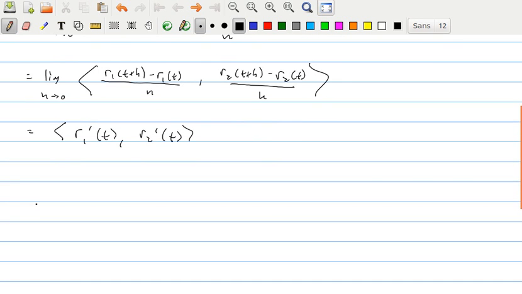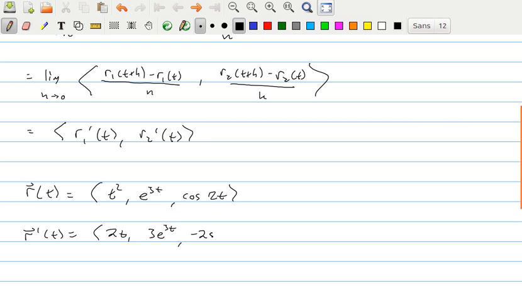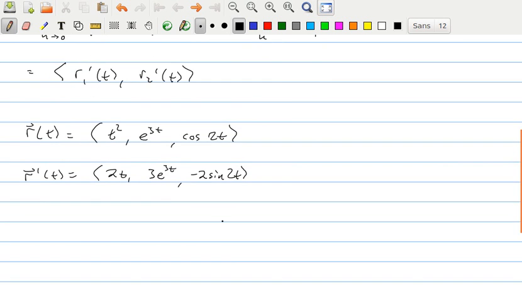So for a concrete example of this, let's say we have the function r of t is t squared, e to the 3t, and cosine of 2t. Then our derivative, r prime of t, we just take derivatives component-wise. So we've got 2t, 3e to the 3t, and negative 2 sine of 2t. Right? We just take the derivative term by term.